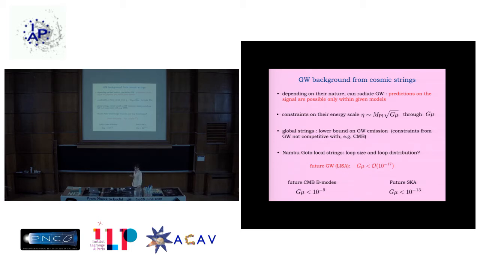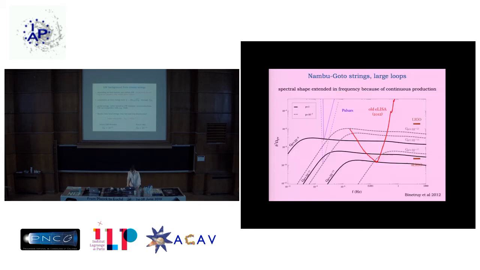Okay, and to conclude, I want to mention another kind of source, which are cosmic strings. In this case, the gravitational wave background really depends on the model that you choose. Prediction can be done only within given models, but if you take the most favorable model, which is the Nambu-Goto local strings, with some choices for the loop size and loop distribution, then LISA can probe G mu down to 10 to the minus 17, which is fairly better than what future probes can do.